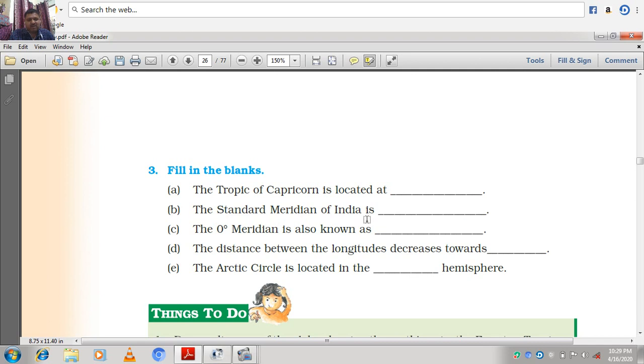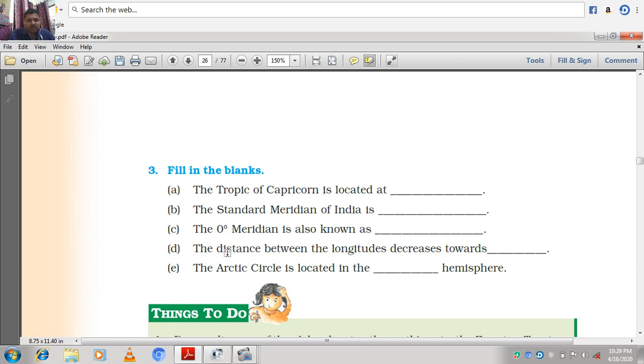बी क्वेश्चन. द स्टैंडर्ड मेरिडियन ऑफ इंडिया इज 82.5 डिग्री ईस्ट. स्टैंडर्ड मेरिडियन कौन सी है? 82.5 डिग्री ईस्ट. द 0 डिग्री मेरिडियन इज ऑल्सो नोन एज. 0 डिग्री मेरिडियन को क्या कहते हैं? प्राइम मेरिडियन. इट इज नोन एज द प्राइम मेरिडियन. इट इज ऑल्सो नोन एज द ग्रीनविच मीन टाइम, GMT. तो यहाँ प्राइम मेरिडियन है.